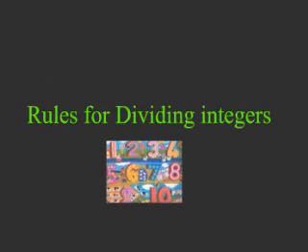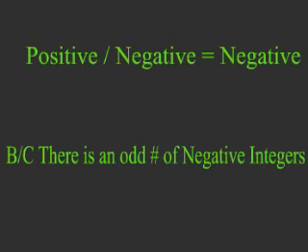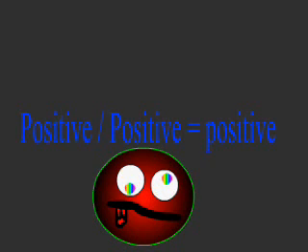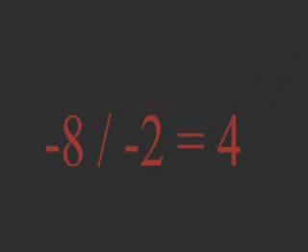Rules for dividing integers. A positive divided by a negative is negative because there is an odd number of negative integers, and it is the same vice versa. For example, +4 divided by -2 equals -2. A positive divided by a positive is a positive. Yay! For example, +10 divided by +5 is +2. A negative divided by a negative is a positive because there is an even number of negative integers. For example, -8 divided by -2 equals +4.